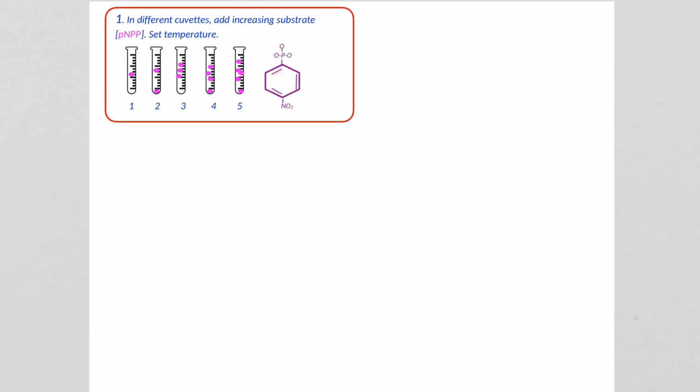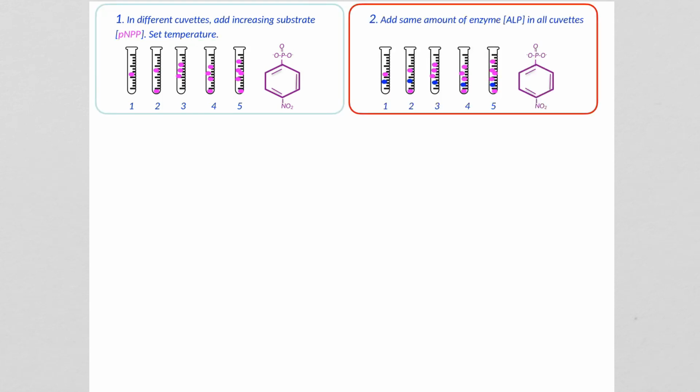In the first step, we take different cuvettes and we add increasing substrate concentration, P and PP, to the cuvettes. We then set the temperature, once again either 25 degrees Celsius or 37 degrees Celsius. And you can see the concentration of substrate is increasing from cuvette number 1 as we go to cuvette number 2, 3, 4, and 5. We then add a fixed amount of enzyme to all the 5 cuvettes.